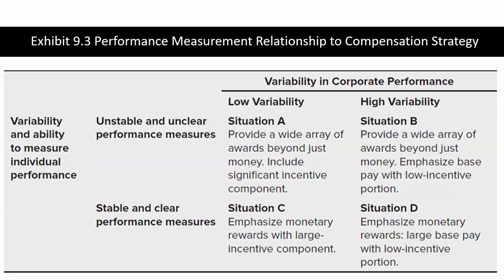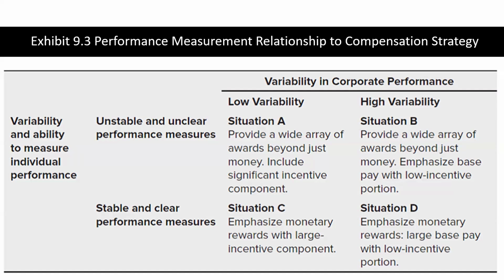In situation B, you have unstable or high variability in corporate performance, so it changes from year to year. In that case, when you have unclear performance measures, you're still going to provide a wide variety of awards beyond just money because you can't completely determine individual performance or at least measure it very well. But you want to emphasize base pay with low incentives because that variability is often outside of employees' control.